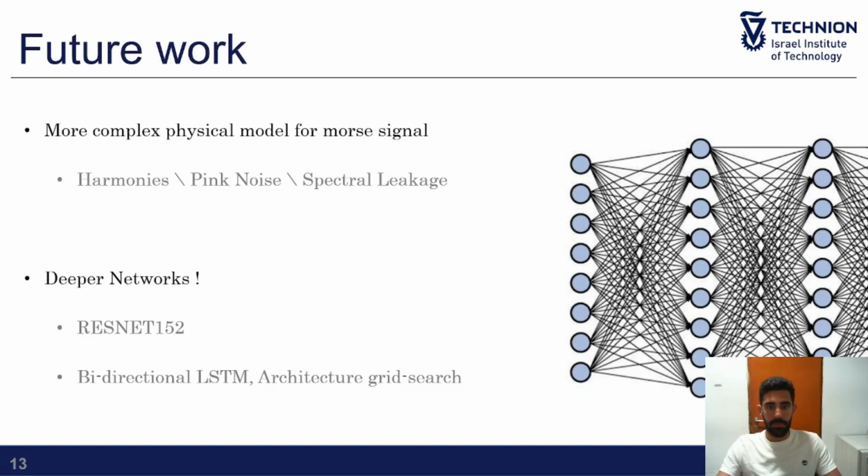We can also try for the decoding part a bidirectional LSTM. In addition, instead of guessing the type and the order of layers we used in our architecture, we can try architecture grid search in order to make our model more accurate.